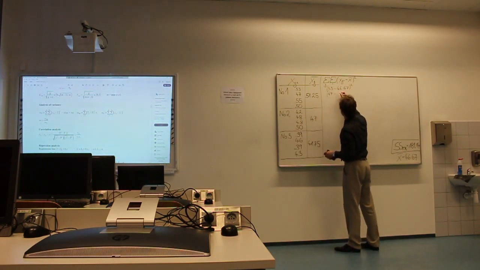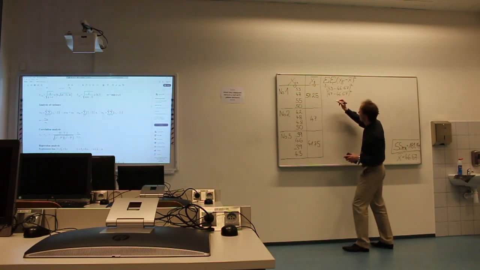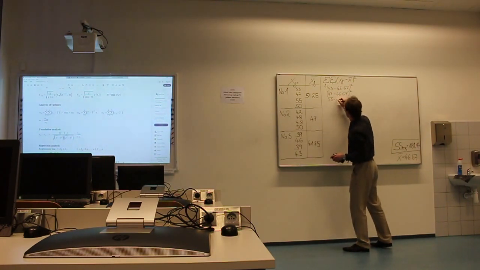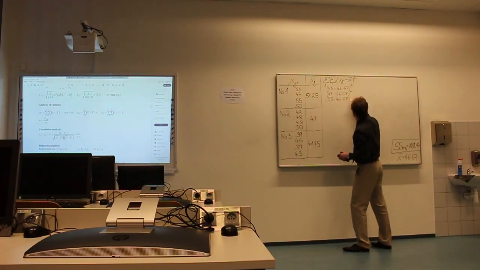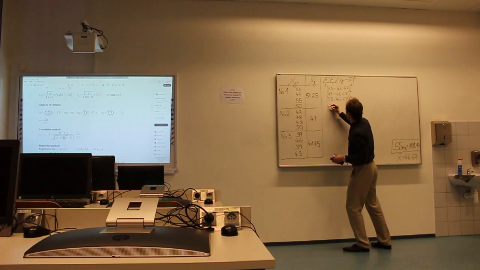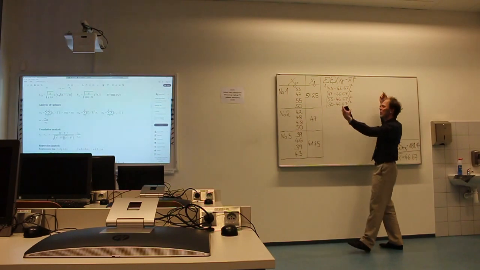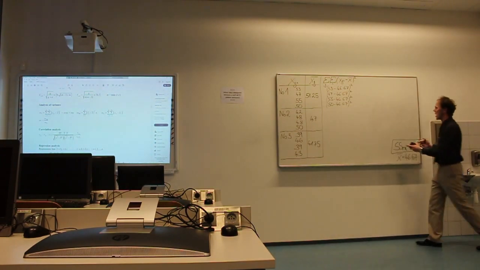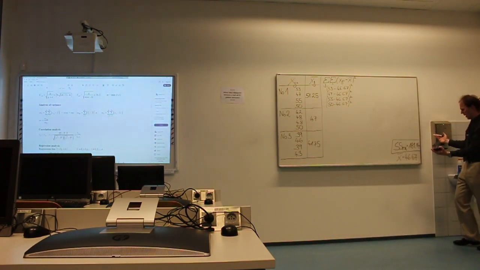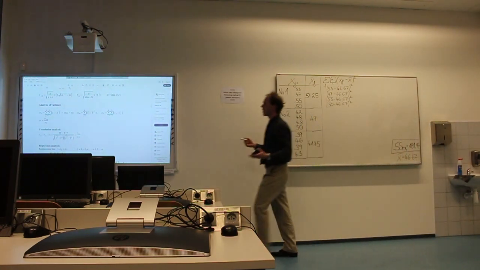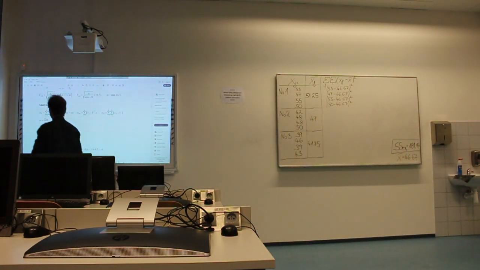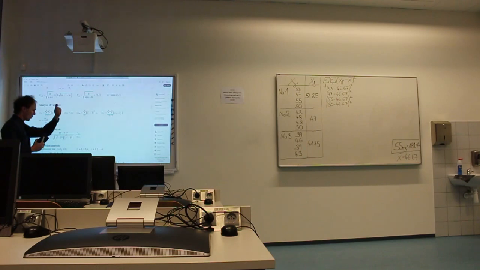47 minus 46.67 squared. 55 minus 46.67 squared. 50 minus 46.67 squared. And we can continue with the same mean. Yes, the total mean. Total sum of squares. Total mean, one mean.